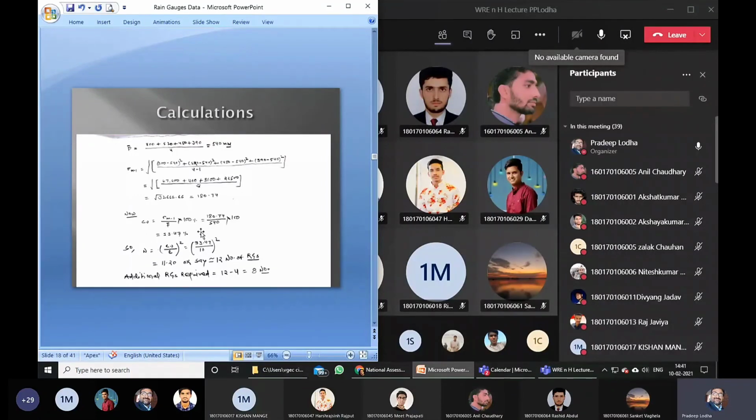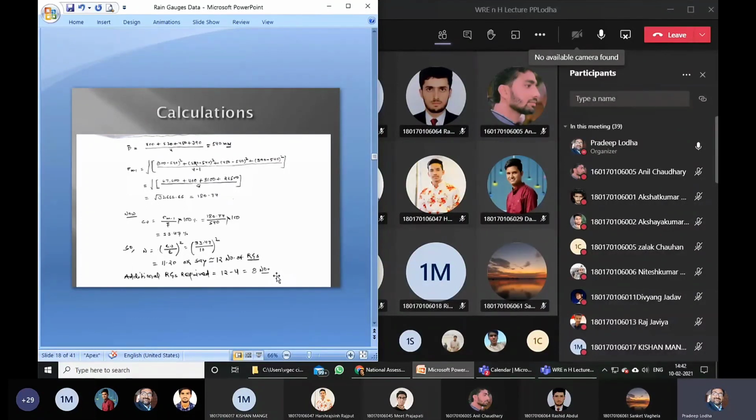So CV is 33.47 divided by error 10, whole square. I get 11.2, or say higher side. I can round it off to 11. But if I take the higher side, then I should take 12 rain gauge stations, and there are already 4 stations available. So additional rain gauge stations required are 8.